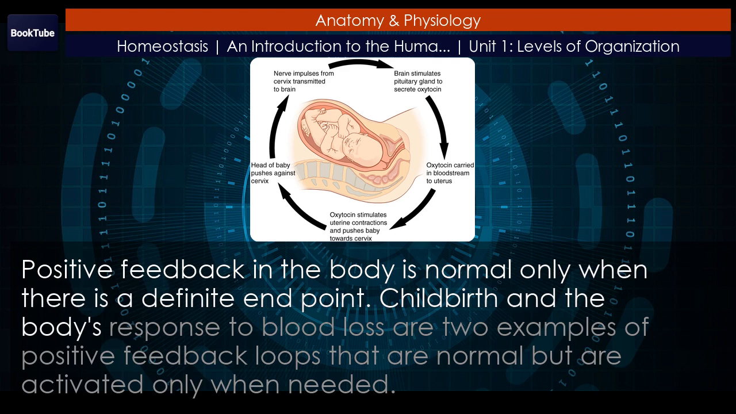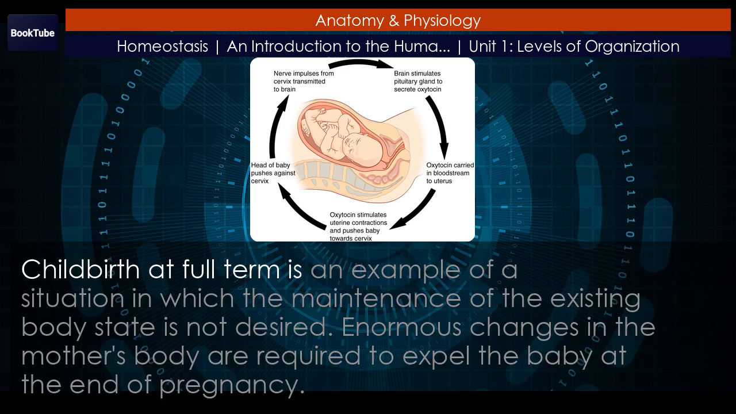Childbirth and the body's response to blood loss are two examples of positive feedback loops that are normal but are activated only when needed. Childbirth at full term is an example of a situation in which the maintenance of the existing body state is not desired.